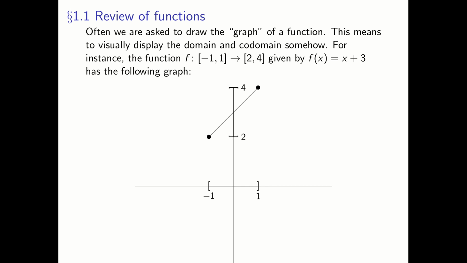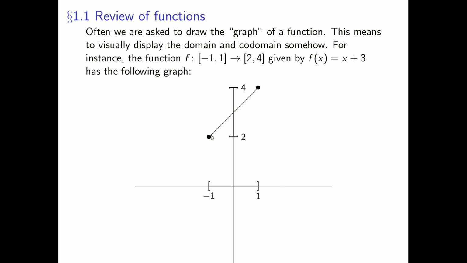So when you graph a function, what do you do? Let me just remind you. So this is a function where I've defined the domain to be -1 to 1, and that's why the x-axis is from -1 to 1, and the codomain is 2 to 4. So I'm only considering this output space. And the function itself is f of x is x plus 3.